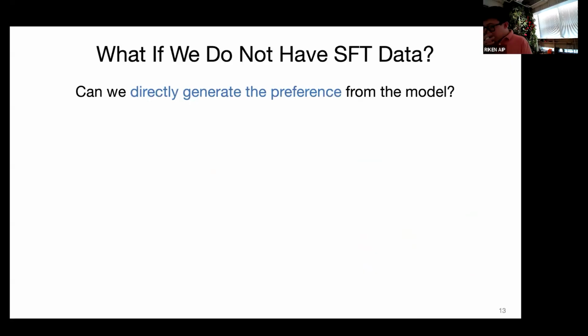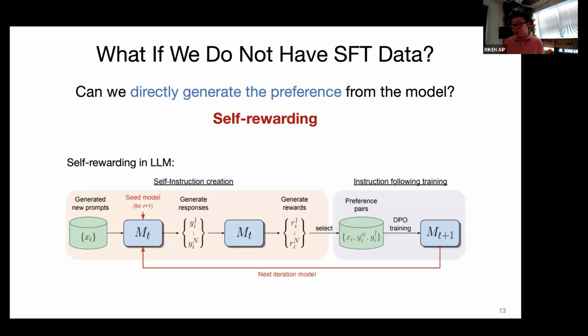Yeah, please. Okay, so this is the first thing I would like to briefly discuss. In case we have some isolated data, but what if we do not have a lot of supervised fine-tuning data, can we directly generate the preference from the model itself? So basically we can do a kind of self-rewarding. You have the language model and a lot of new prompts, and you let this model generate a lot of responses and generate a reward for them, using the same model. Then you have the preference pairs, and you can do preference optimization based on these pairs to get the enhanced models.